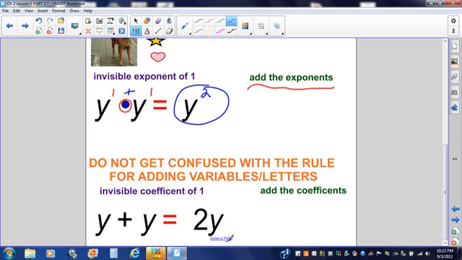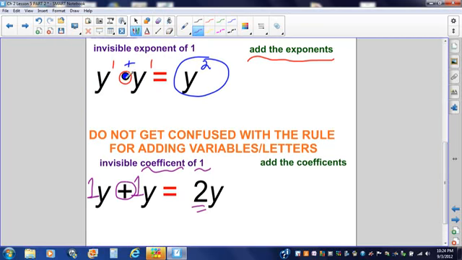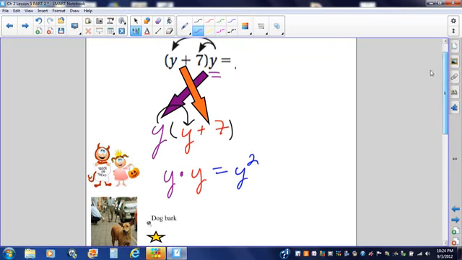Now be careful. Do not get confused because we'll talk about this later on in the year. But if you were adding y plus y, it's different. There is an invisible coefficient of 1, and we'll talk about coefficients tomorrow. So this would be a 1 in front of the y's. 1 plus 1 gives me 2. Here I added the numbers in front, or I added the coefficients. So be careful. There are different rules for multiplying letters and adding letters. Do not get them confused.